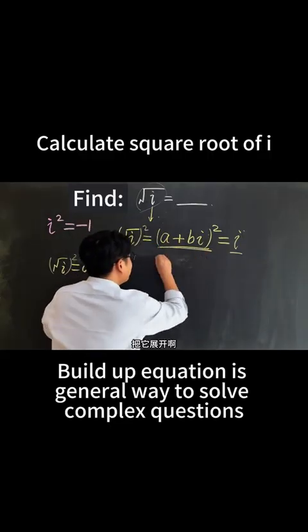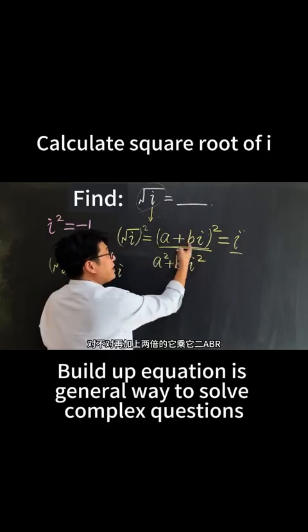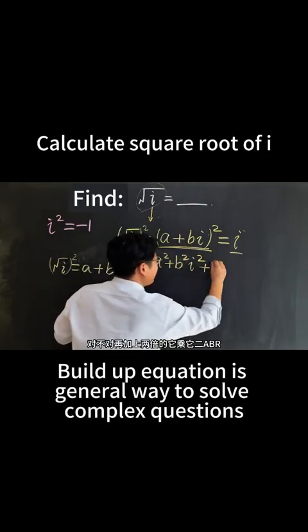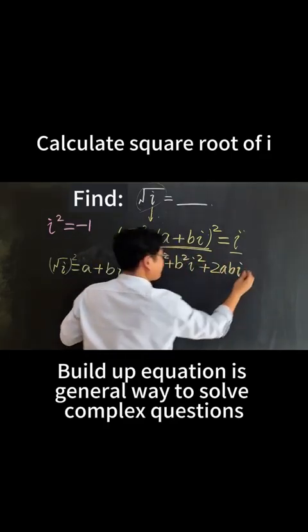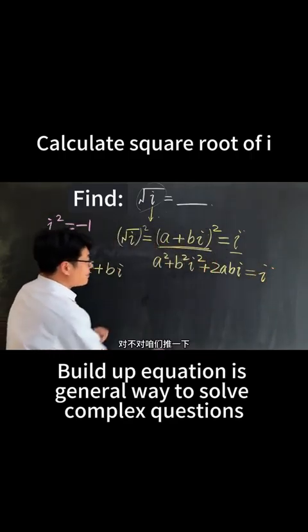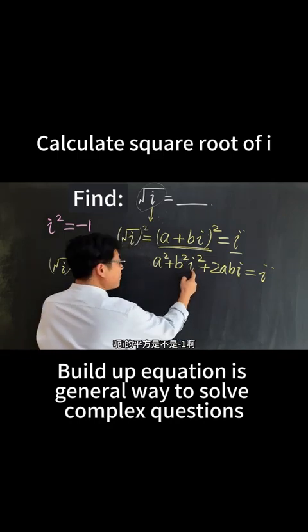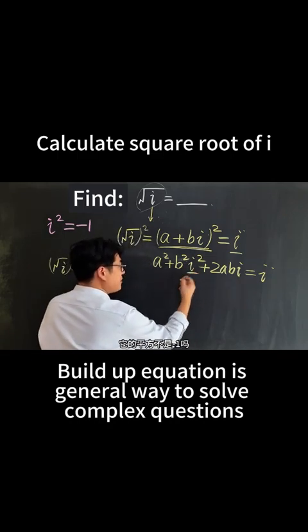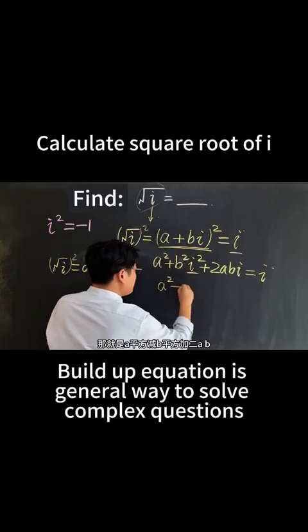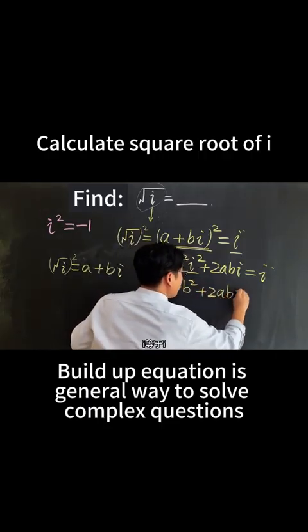Let's expand it. a squared plus its square, that's b squared times i squared, right? And then plus 2 times this times that, 2abi. Let's work out what a and b equal. Isn't i squared equal to -1? So that's a squared minus b squared, plus 2abi equals i. Is there any problem with that?